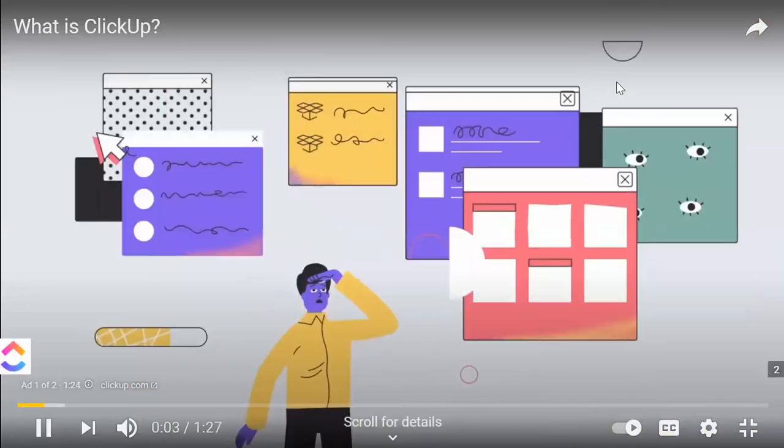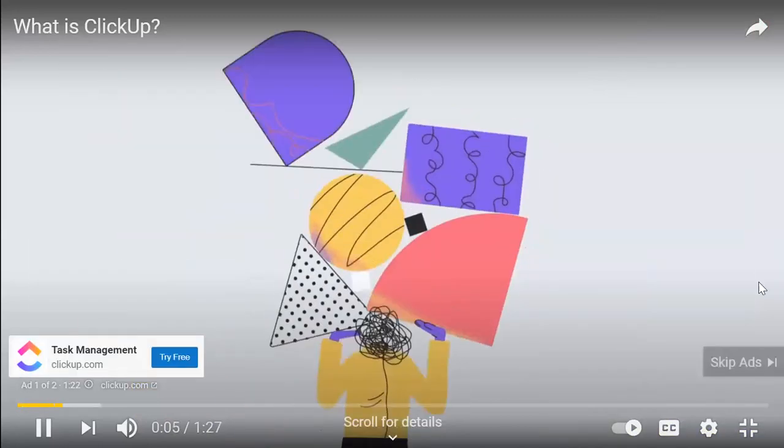We all know the crazy chaos caused by trying to use more than one app for productivity.